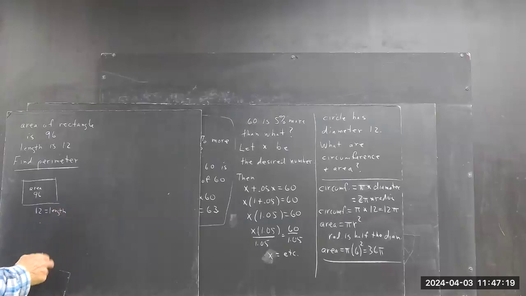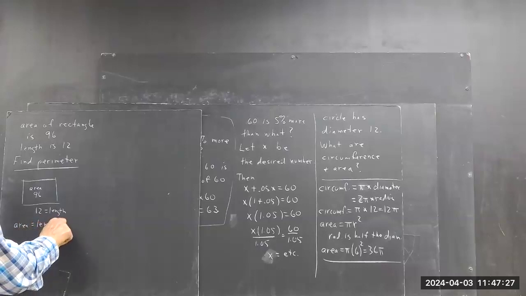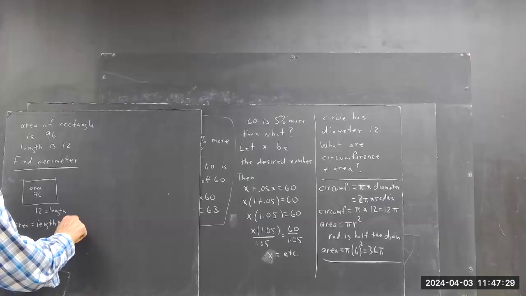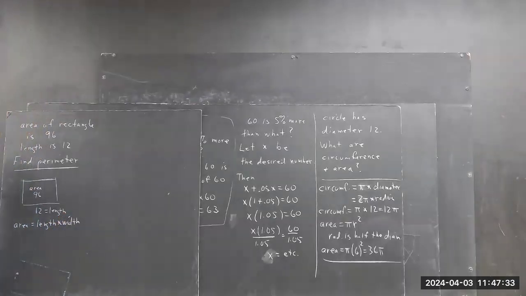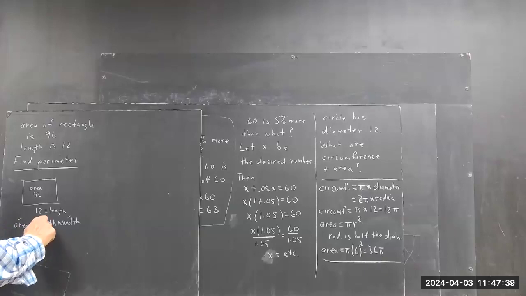Well, 12 is the length. Area is length times width. Okay, we know the area. We know the length. So we have something here that we can easily solve to find the width.